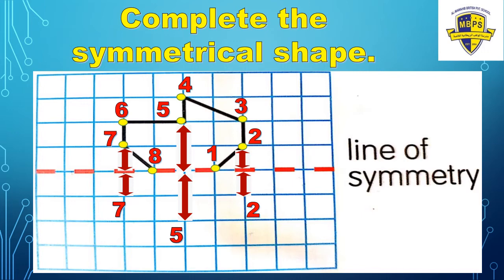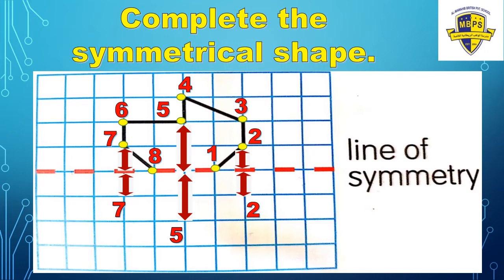Now let's go to number 2. Can you count and tell me that number 2 is how many squares away from the line of symmetry? Very good. It is 1 square away from the line of symmetry. So on the other side of the line of symmetry also, we are going to count 1 square. And we point and write number 2.